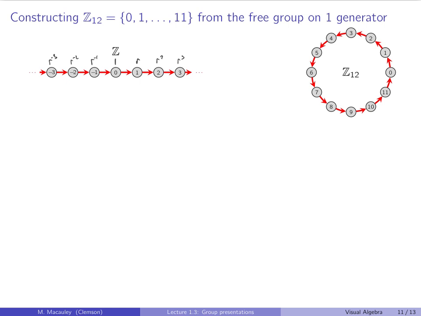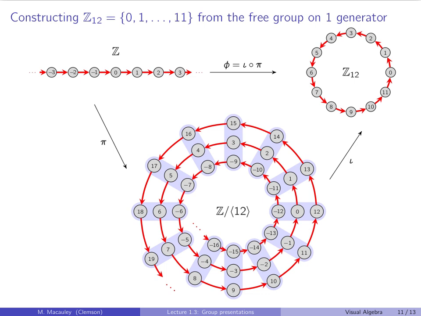So I want to say that this node here is going to be equivalent to, well, it's out of the picture, but wherever this node 12 is, where this node negative 12 is, and so forth. And similarly, 1 should be equivalent to node 13. So how can you formalize this? Well, it can be done with a map that's called a homomorphism.